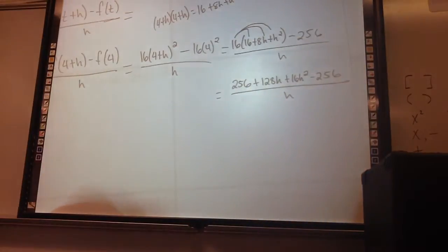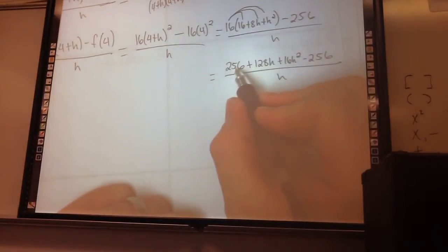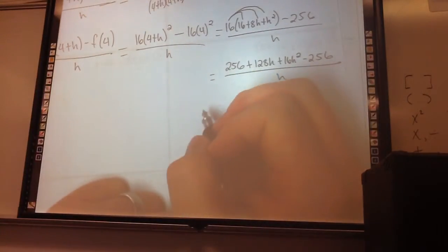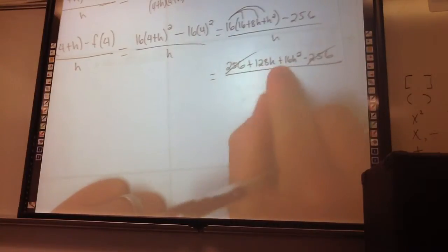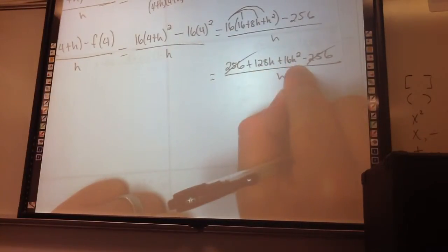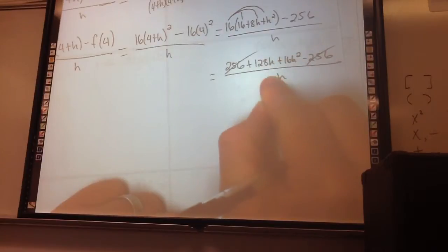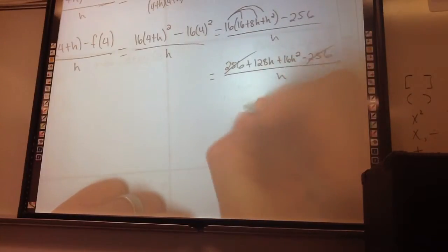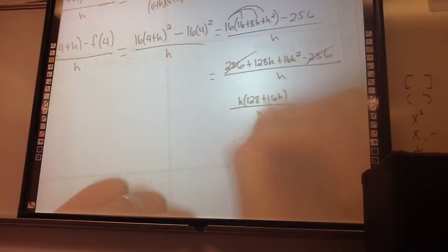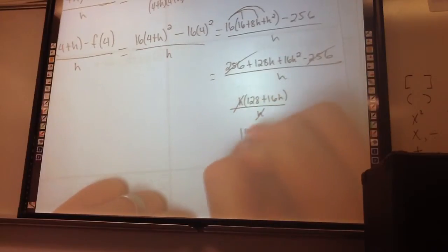Do you have to factor that? No, you don't, because look, we have a positive 256 and a negative 256. Bye-bye. You can cross out an h. Don't they all have an h? Yeah. So if we factored out an h on top, we'd have 128 plus 16h over h. Now we have 128 plus 16h.